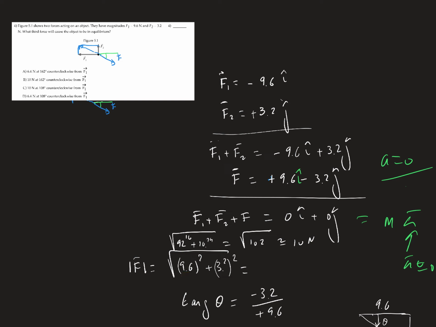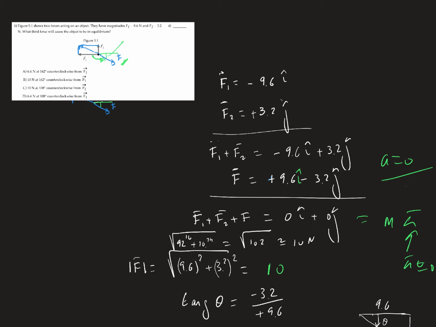If you calculate, I think it's almost 10 newtons. So the magnitude of this force is 10. And the tricky question that I was reading on this problem says: what angle counterclockwise, in this direction, rotation like this, counterclockwise, but it says from F1. F1 is here. So what he's asking is this angle. This angle is the angle that makes the force with F1.